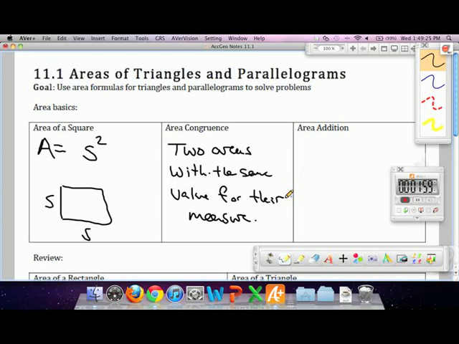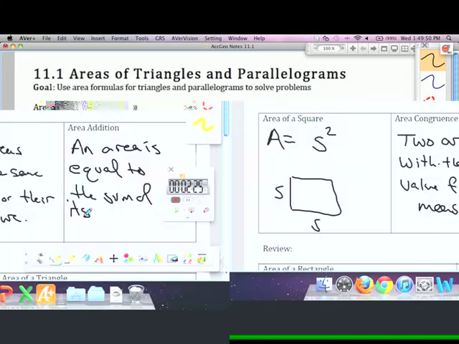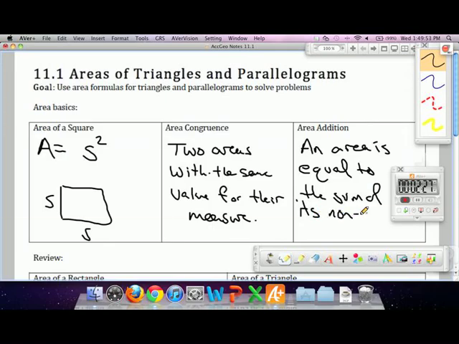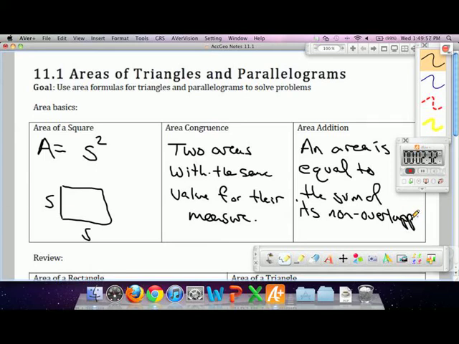And last but not least, addition, we can add areas. Just like we have the segment addition postulate, the arc length addition postulate from last chapter, and the angle addition postulate, the same thing can be said for areas. An area is equal to the sum of its non-overlapping parts.